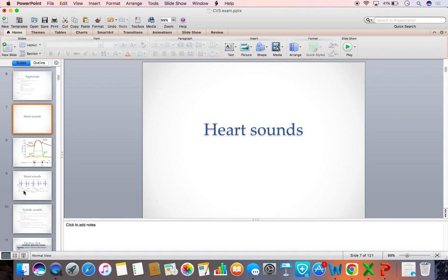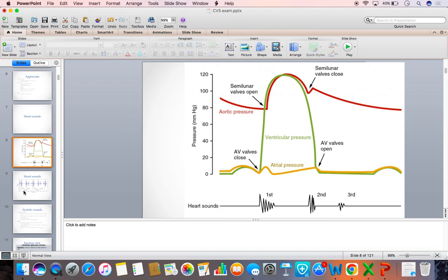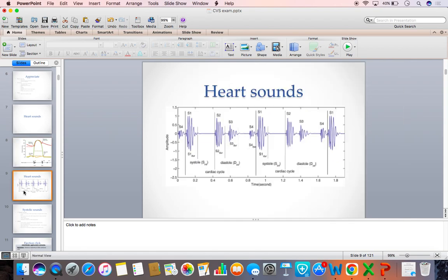Now let's go to the heart sounds. You can listen to the heart sounds. They are like lub, dub. This is the first heart sound and the second heart sound. And there is a third heart sound and a fourth heart sound. We can classify the heart sounds into systolic sounds and diastolic sounds. You can see in this slide the sonographic pattern of the heart sounds.